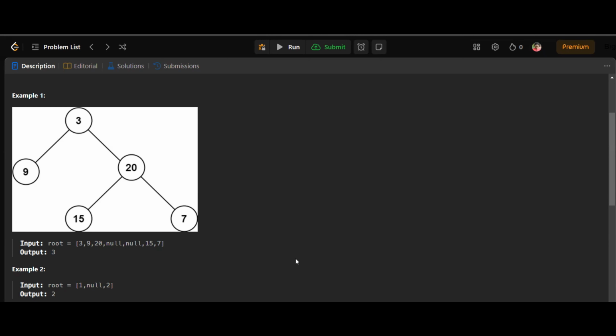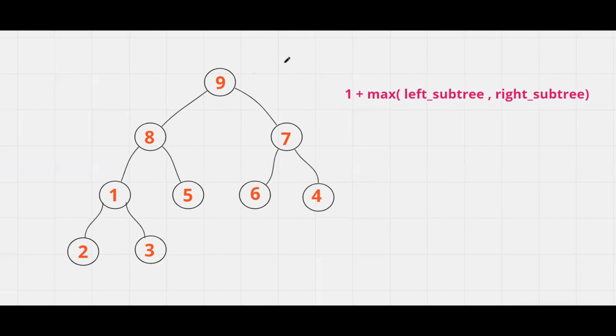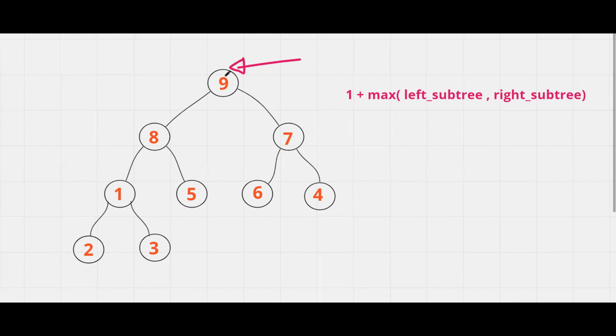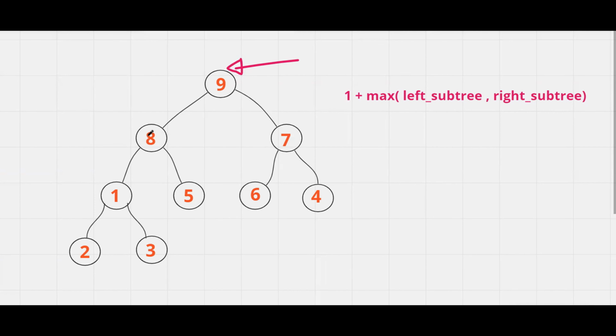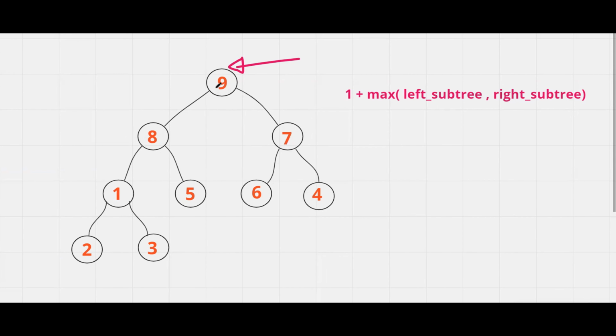Anyways, let's understand the maximum depth by using another custom example. Here, we are taking a custom binary tree. The root of this binary tree is 9, which has 2 children, 8 and 7. 8 also has 2 children, 1 and 5. And 1 has 2 children, 2 and 3. And root 7 also has 2 children, 6 and 4. Now, we have to determine the maximum depth of this binary tree.